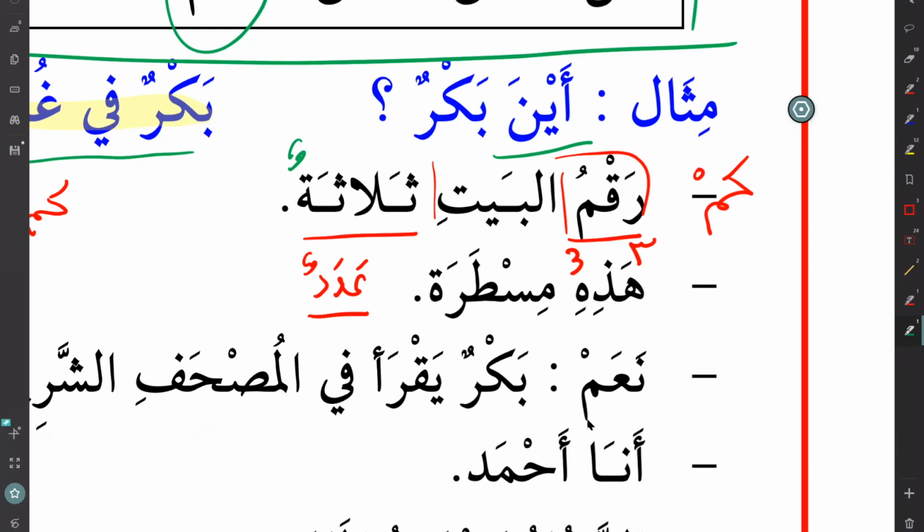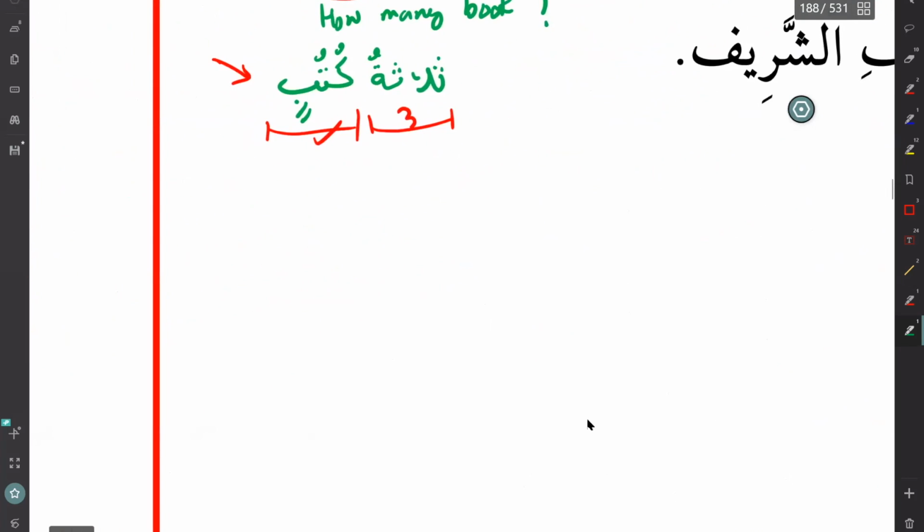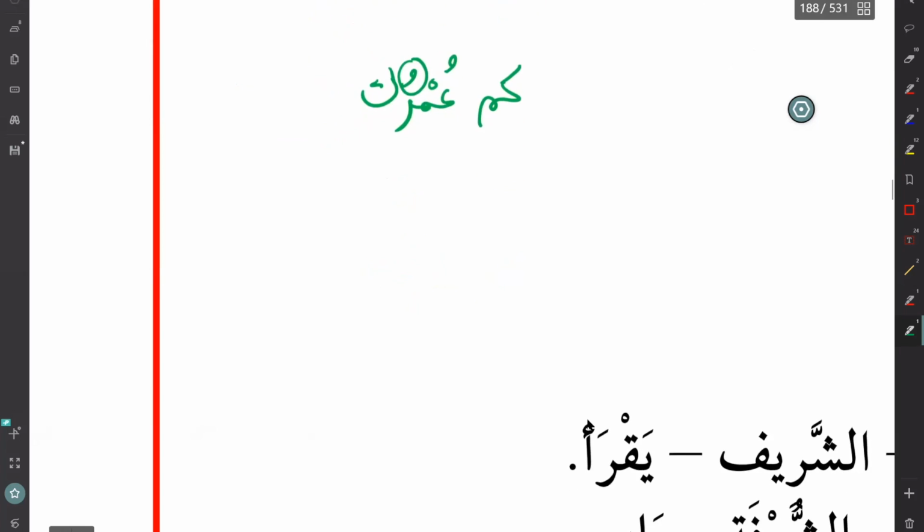Same situation will happen when somebody asks about your age. They will say, Kam umruka. See, they're using Dhamma here. They're not using Fatha. Why? Because when you answer the question, you see what happens. You say, Umri, my age. There's a small boy. He's saying, Sab'u, Sab'u what? Sanawat. So now you're saying umri sab'u sanawat.